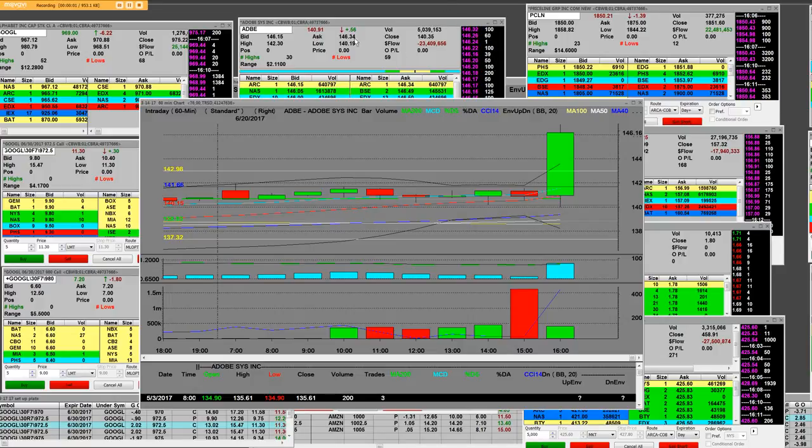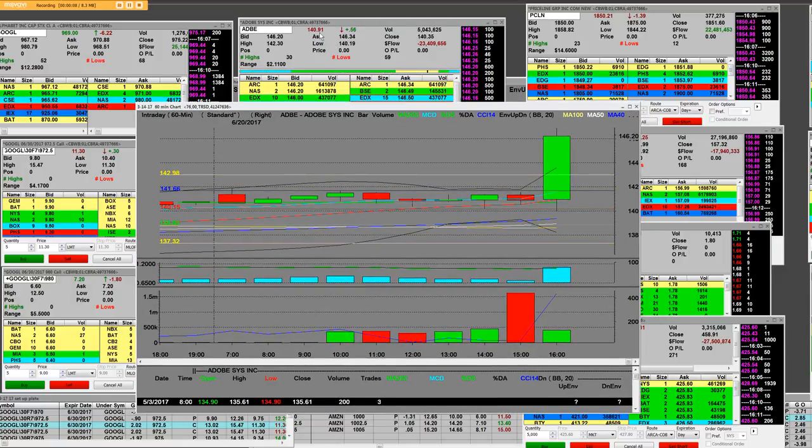Good afternoon, everybody. Adobe Systems reported their quarterly earnings. The closing bell was 140.91. Right now, this is a 60-minute candlestick, 60-minute chart, and we can see what those earnings have done for Adobe.